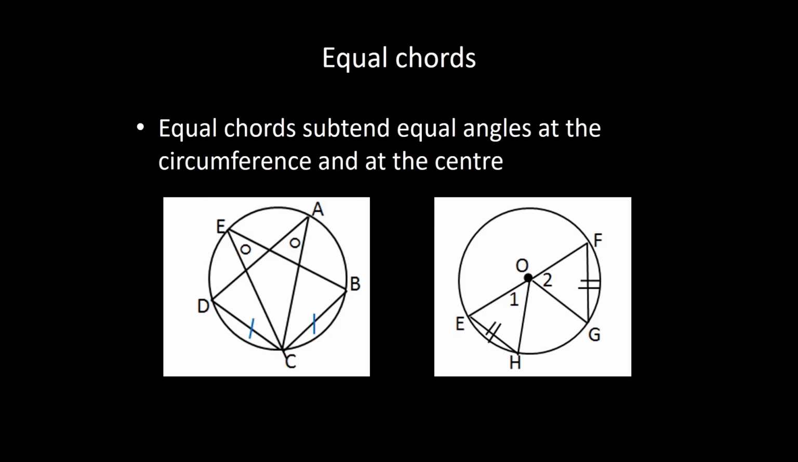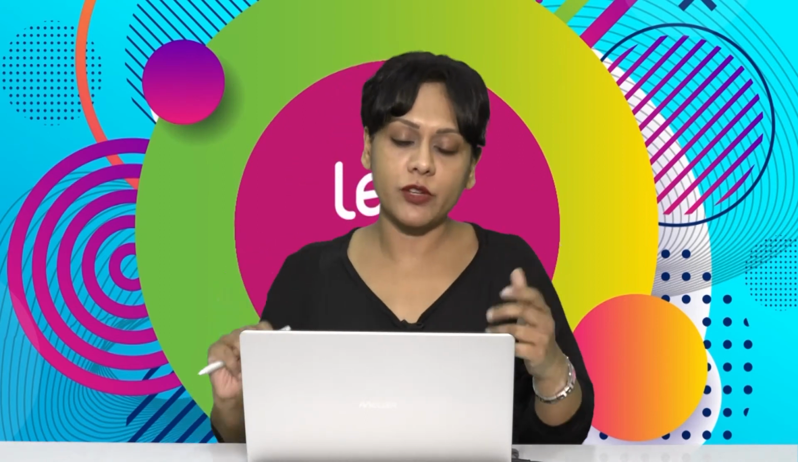Another one that follows on from that, which you aren't expected to prove, is equal chords subtend equal angles at the circumference and at the center. This is one we tend to forget, but it sometimes has important implications for the proof of whatever we are asked to prove in a question.